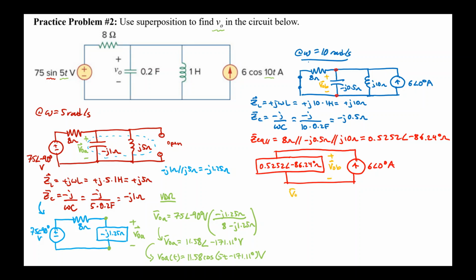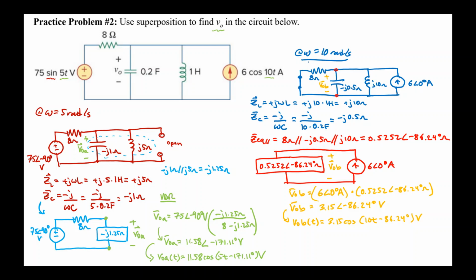We can calculate V0B simply by Ohm's law, where we take the current through that impedance, 6 amps, times the 0.5252 angle minus 86.24 degrees ohms. Doing that correctly yields the phasor value of V0B equal to 3.15 angle minus 86.24 degrees volts. I need to convert that to the time domain, that is, get V0B of t, which will equal 3.15 cosine 10t minus 86.24 degrees volts.